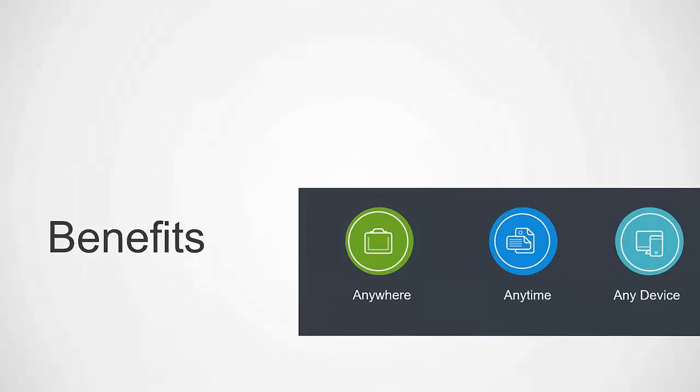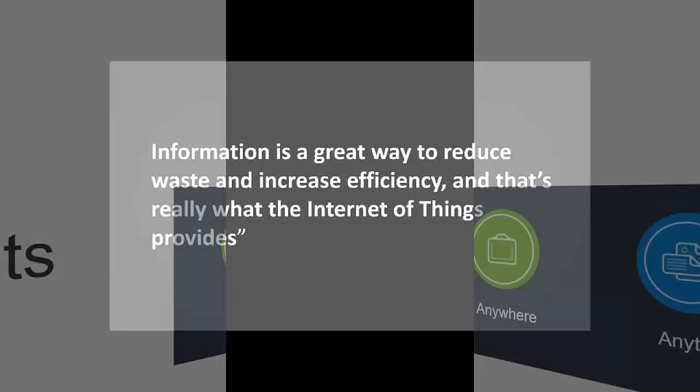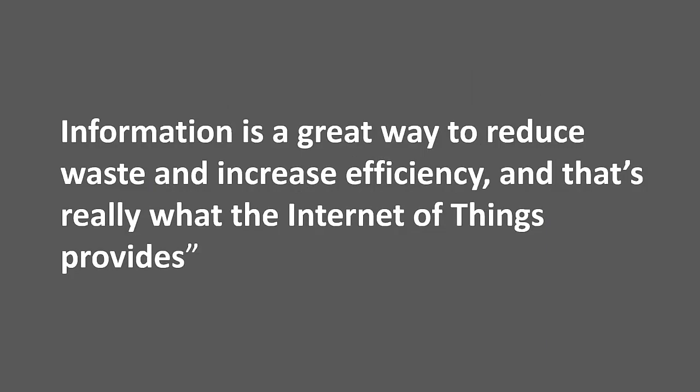We are collecting a lot of data from different physical devices. If I implement IoT in the agriculture sector, then I have data on the plant and on the particular agricultural land. Data means information, the needs of that particular agricultural land. And we know that information is a great way to reduce waste and increase efficiency. That's really what IoT provides.